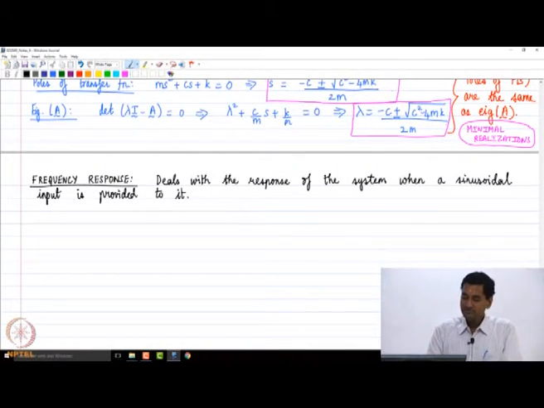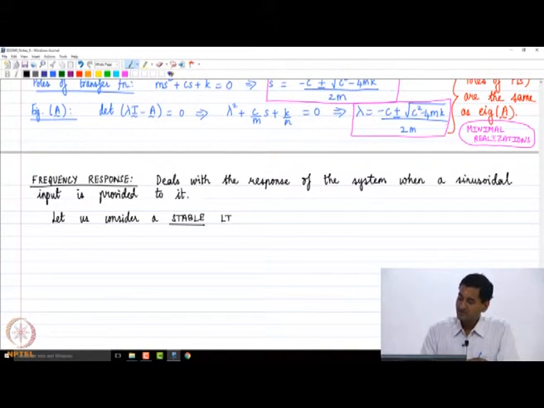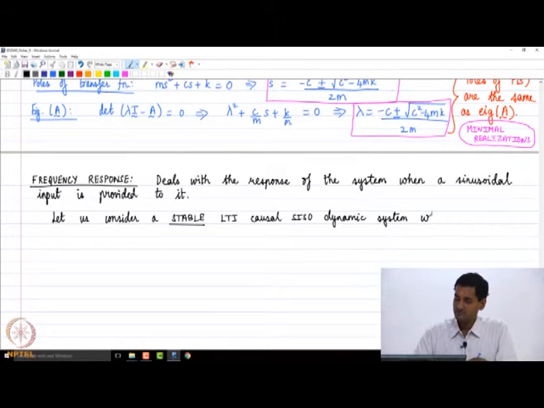Okay, so what we will first consider is, let us consider a stable, okay, this is very important. Of course, we can only talk about performance if we have a stable system to begin with, right? This is something which we already discussed, right? So, let us consider a stable LTI causal SISO dynamic system whose transfer function is P of s.